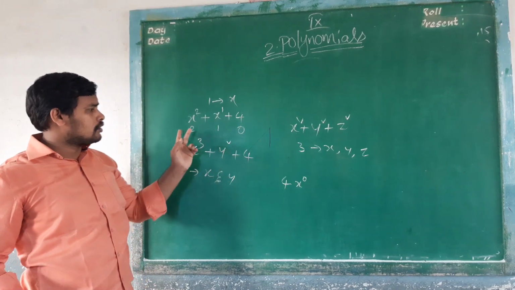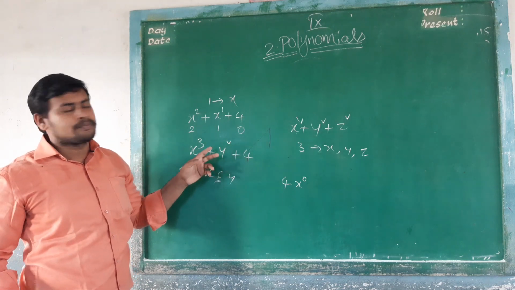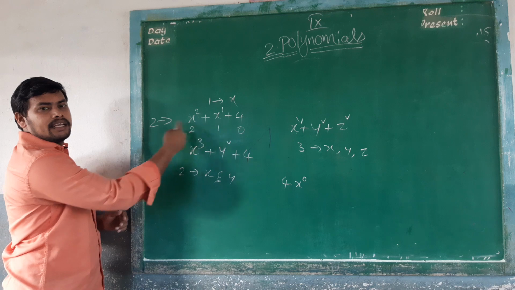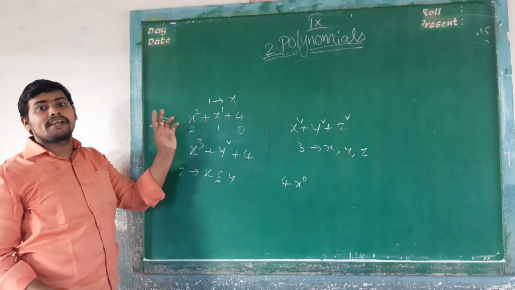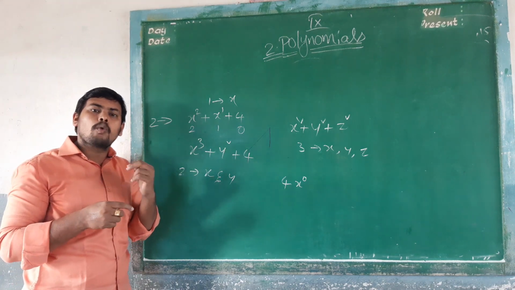So what is the largest one among these three terms? 2. So the degree is 2. Whenever the degree is 2, it is called a quadratic polynomial. If the degree is 2, it is called a quadratic polynomial.